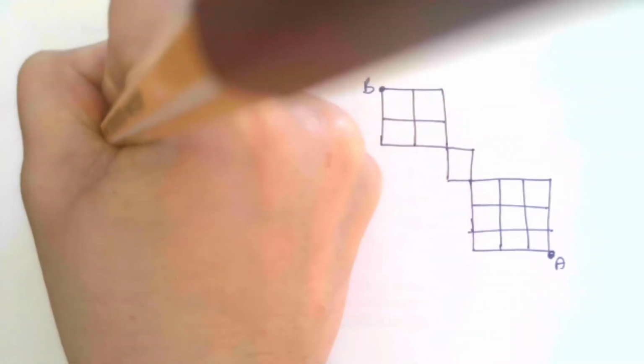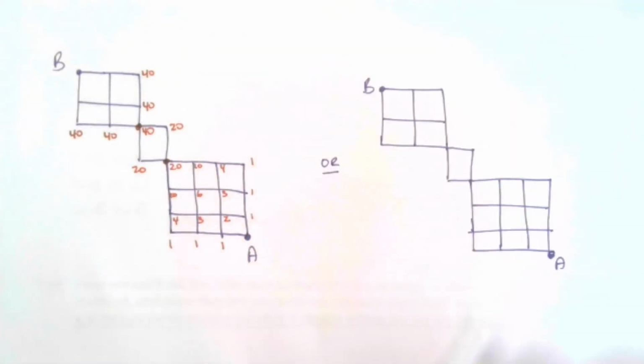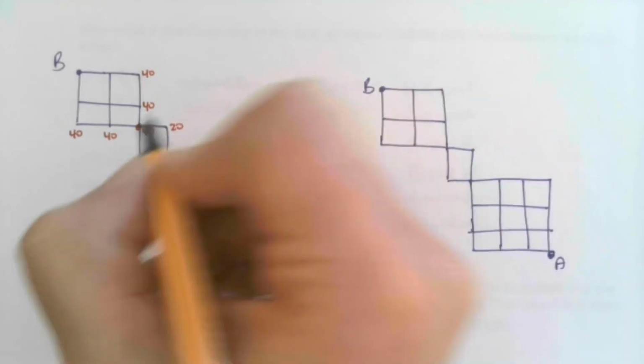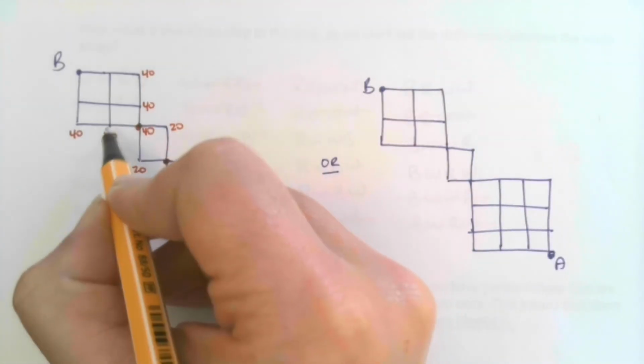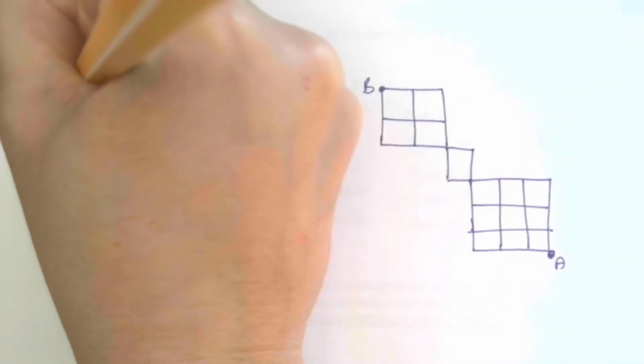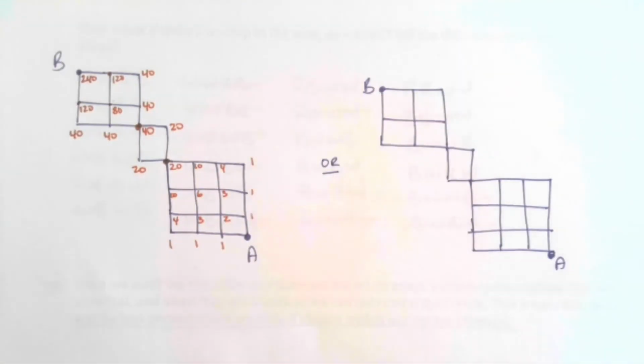This 40 now is going to carry on all the way up. And now these 2 corners, 40 and 40, are going to equal 80. Those 2 are going to be 120. Those 2 are going to be 120. And that last one is going to be 240. So there would be 240 ways to get from A to B.